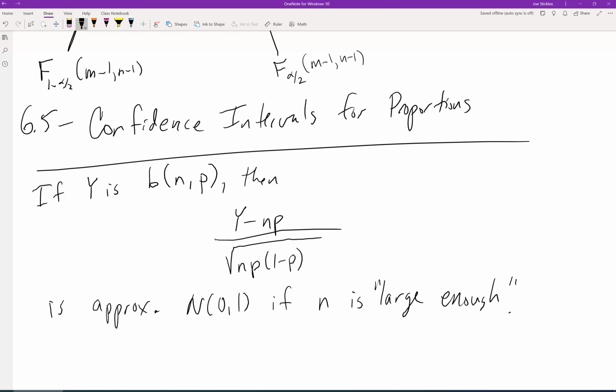Let's think about why this is true. It involves some things that we talked about last semester. We have a binomial random variable. You can think of a binomial random variable as a sum of Bernoulli random variables, right? The sum of Bernoulli trials, if you will. Each one has a 0 or a 1 each time. P is the probability of success.